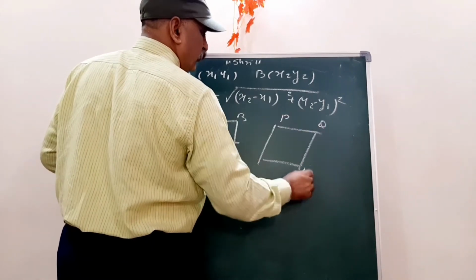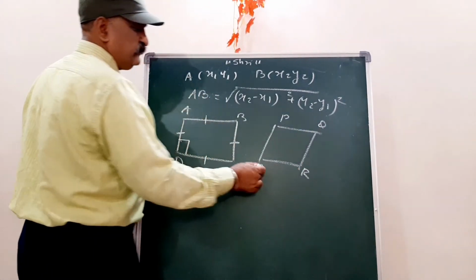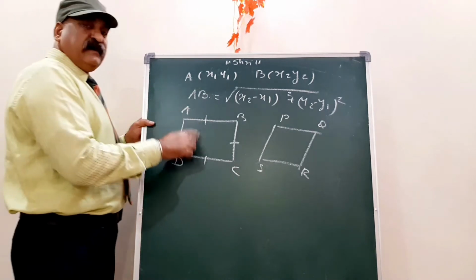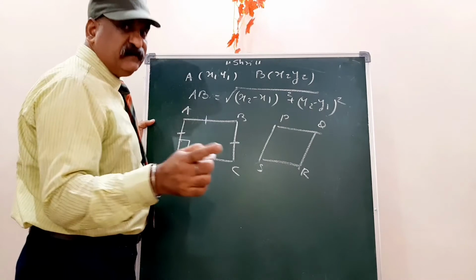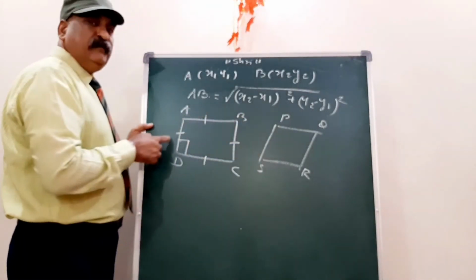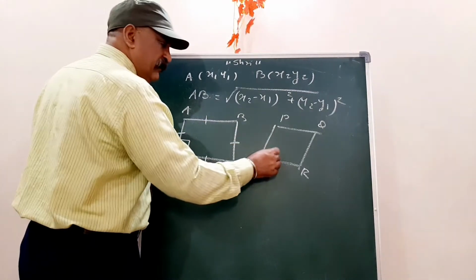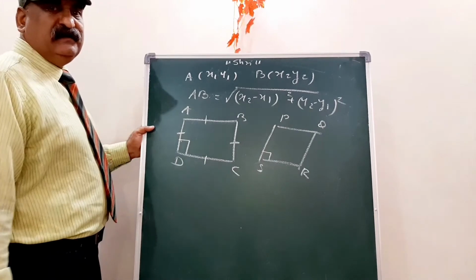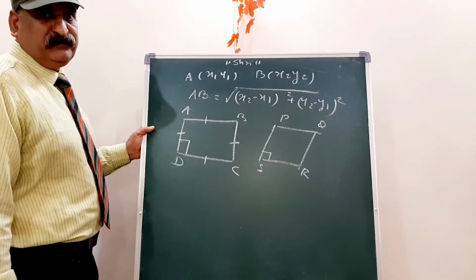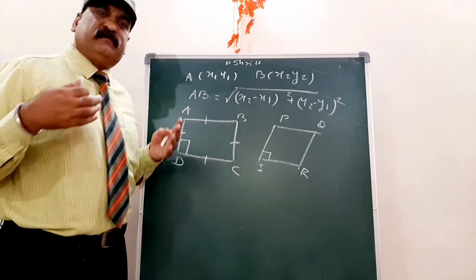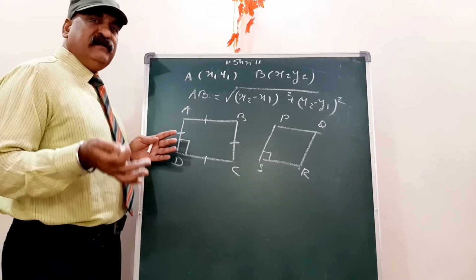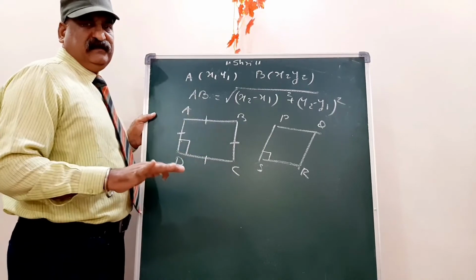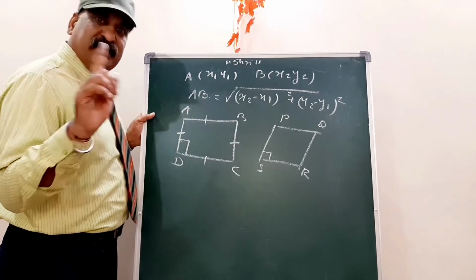P, Q, R, S. It means every rectangle is a parallelogram, but it need not be that every parallelogram will be a rectangle. If this angle becomes 90 degrees, then it becomes a rectangle. Similarly, in the case of square and rectangle also, every square is a rectangle, but a rectangle is not a square.